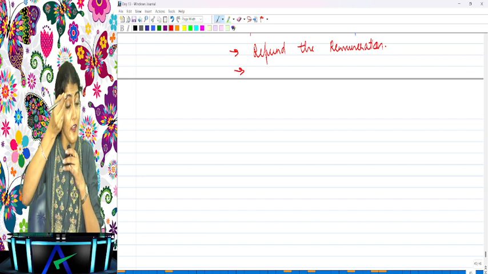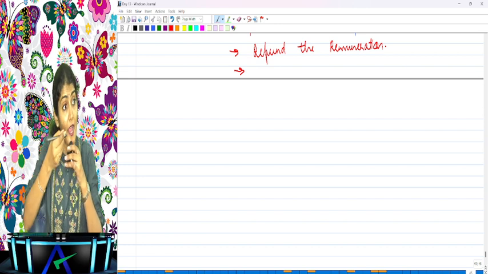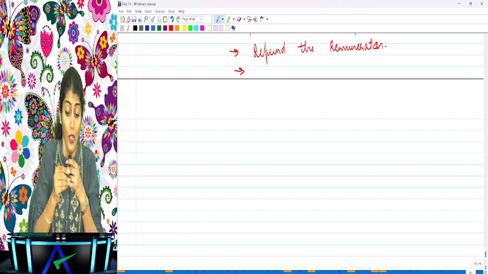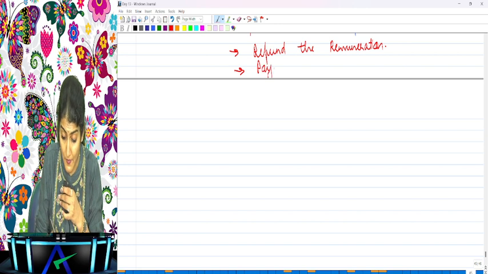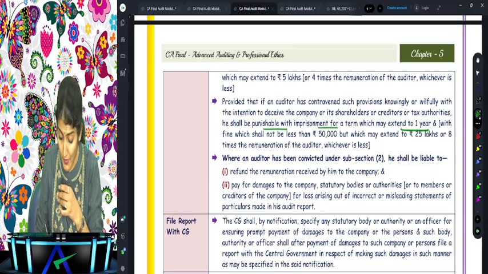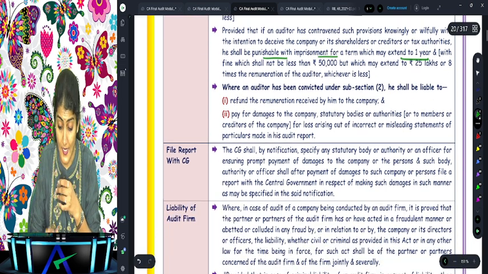And so refund the remuneration received by the company. And they don't stop here also. What do they say? Pay the damages. It says pay the damages because of your non-compliance. Now, how many people are standing in the line?